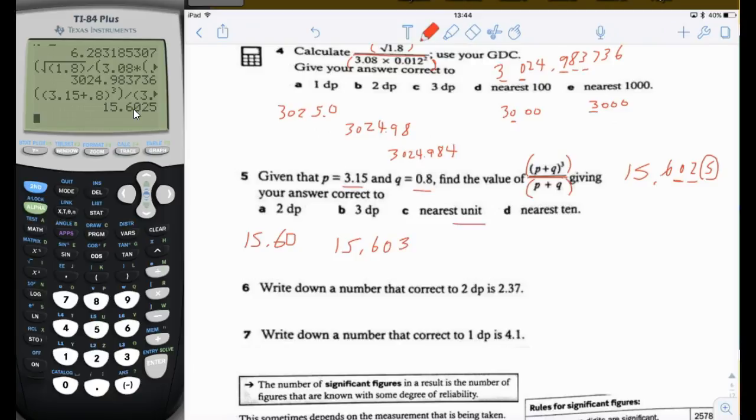Nearest unit. So the nearest unit would be the 5. Would we round the 15 up to a 16? Yeah, because look at the next number, it's a 6.